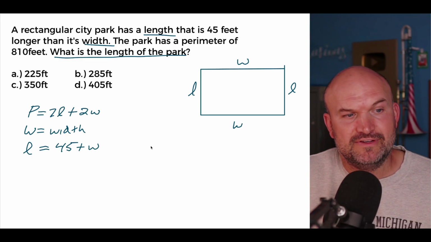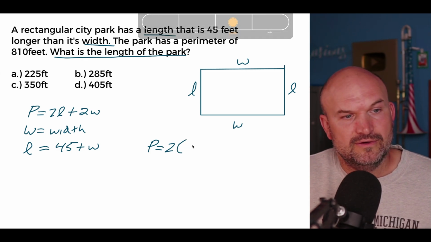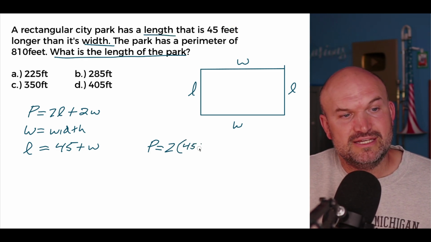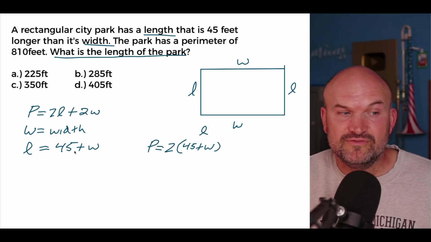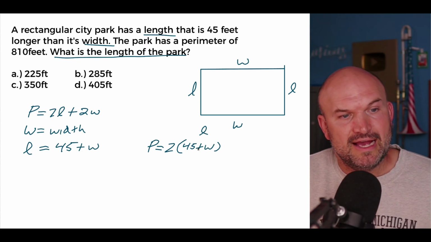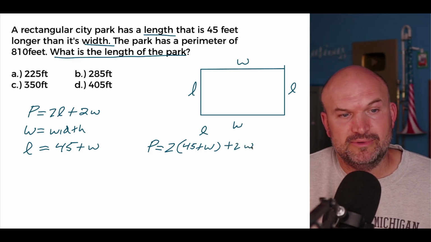So now from my perimeter, I'm going to rewrite this as 2 times 45 plus W. That was my previous length, right? You can say length is the width plus 45. And then I still have the width, which I do not know, plus 2W.